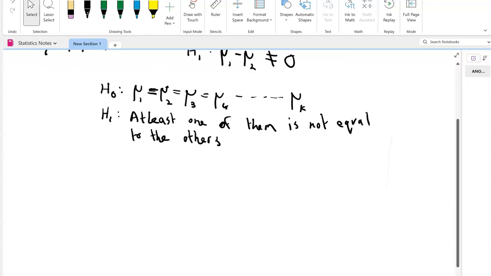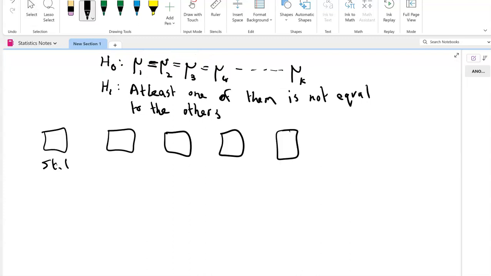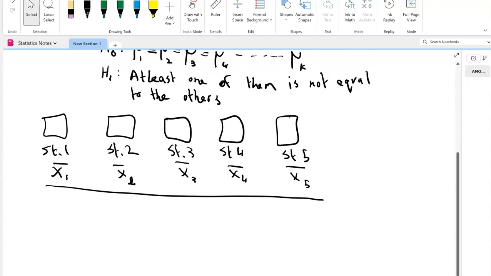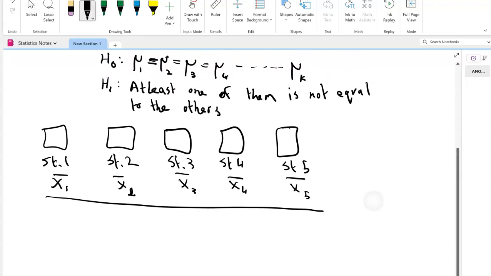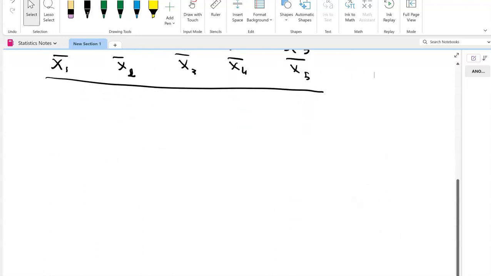So maybe we have 5 stores. So we have store 1, and we have the means of these numbers. Now we will test if these numbers are all equal, and if we have their population estimate. So again, we are not testing x bars. We are actually testing for the population mean mu. So what is this telling us?